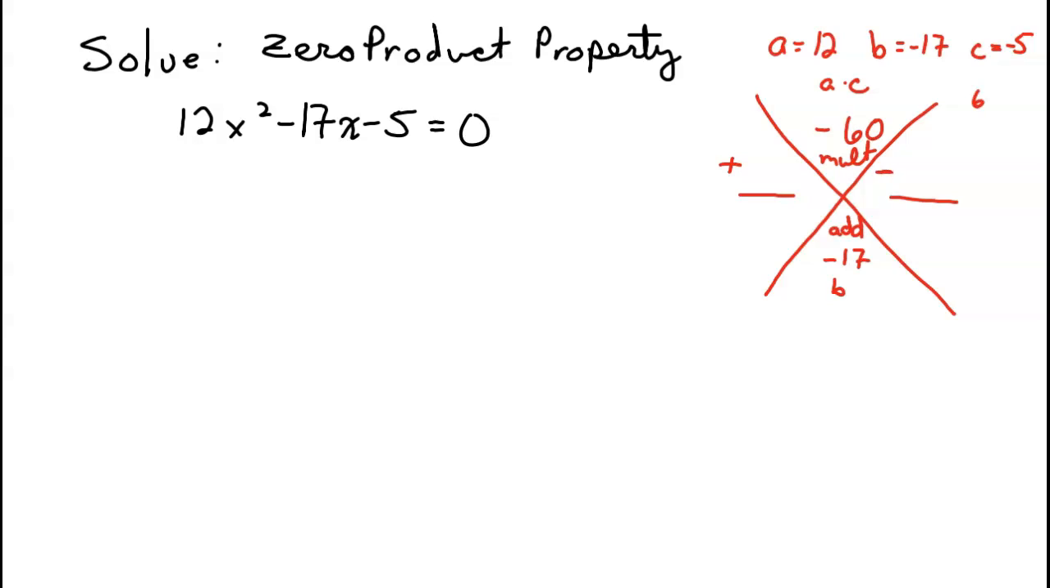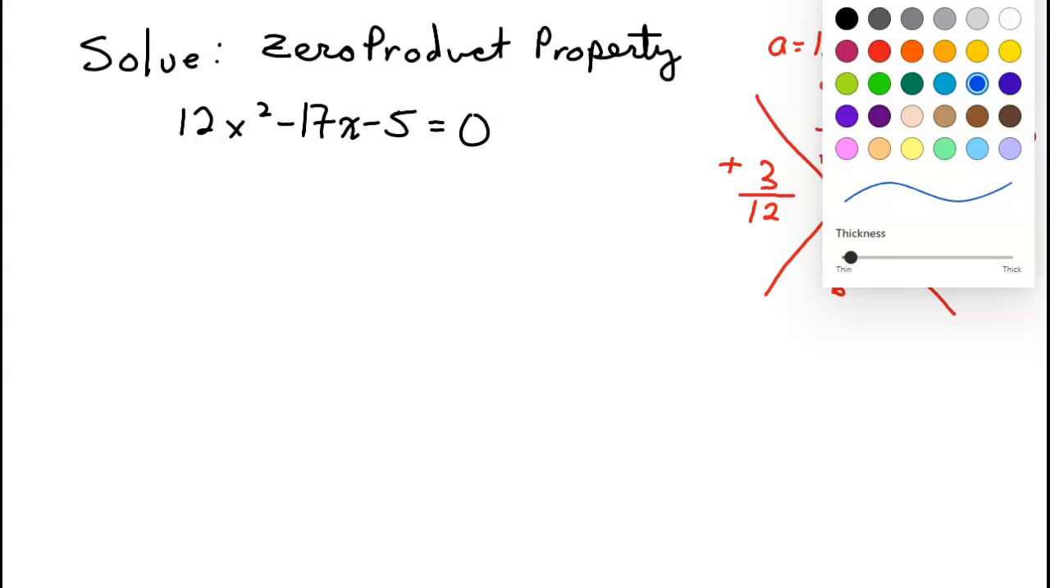And so I can do 60 and 1, 30 and 2, 20 and 3. Right there. If I do negative 20 and a positive 3, that will give me negative 17, and that would give me a negative 60. I put my a on the denominator. Always remember, put your a on that denominator, your leading coefficient.